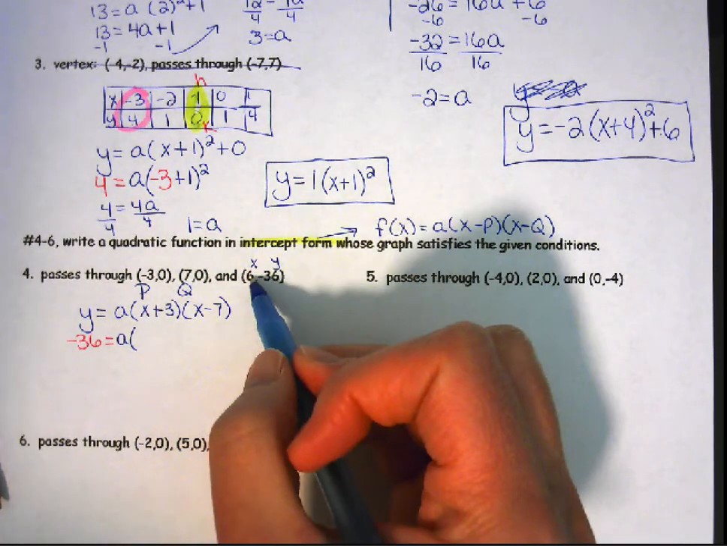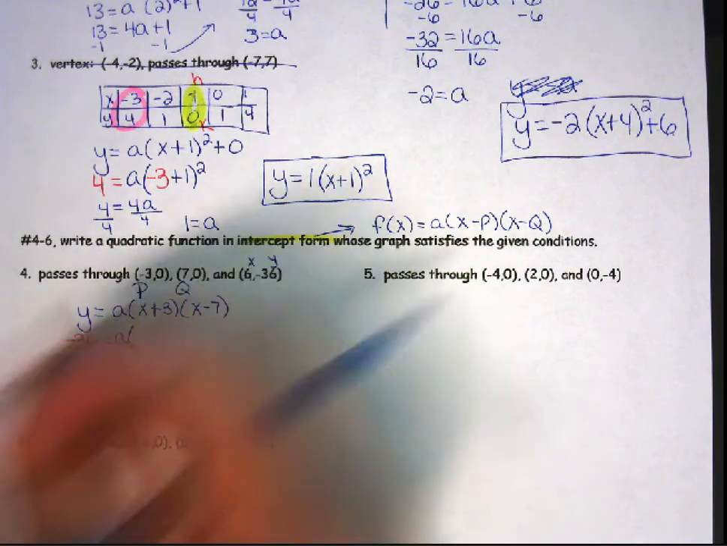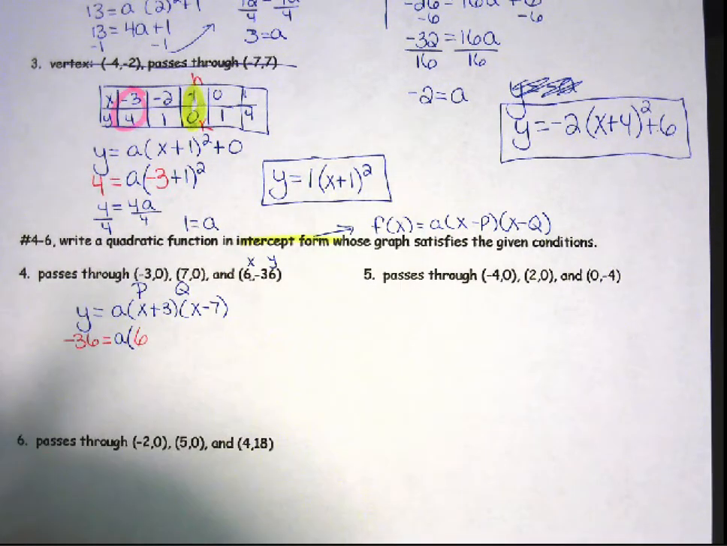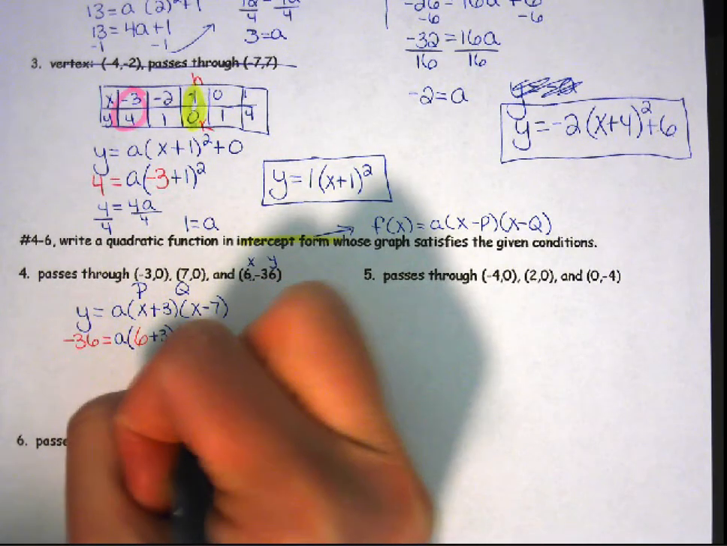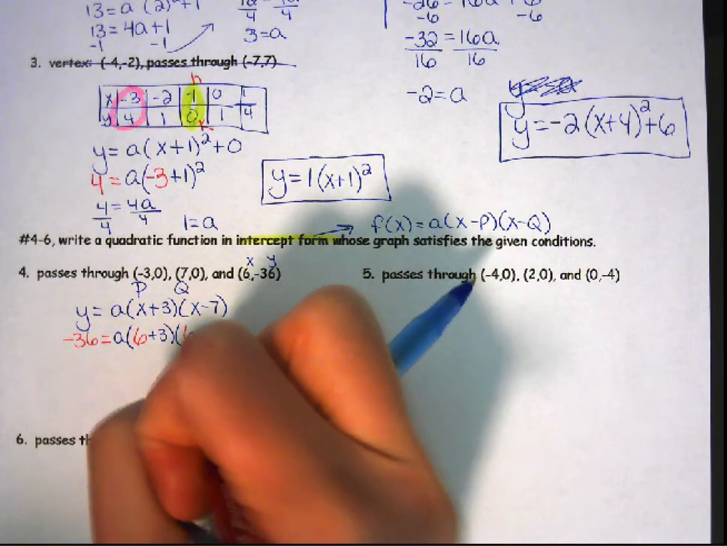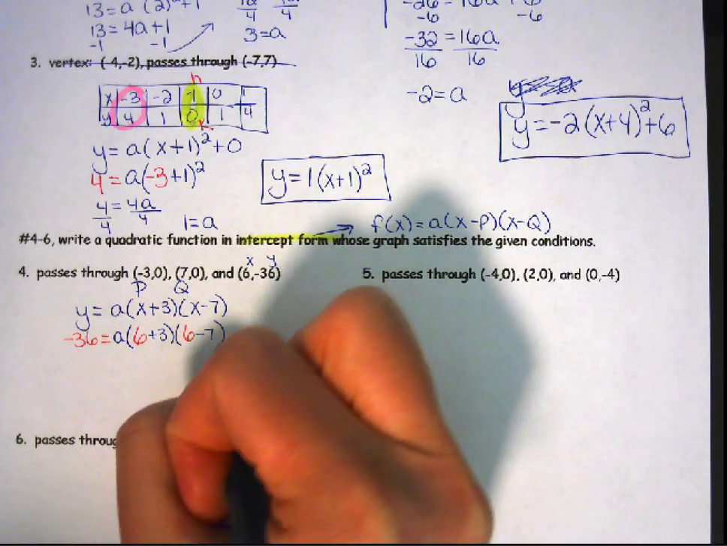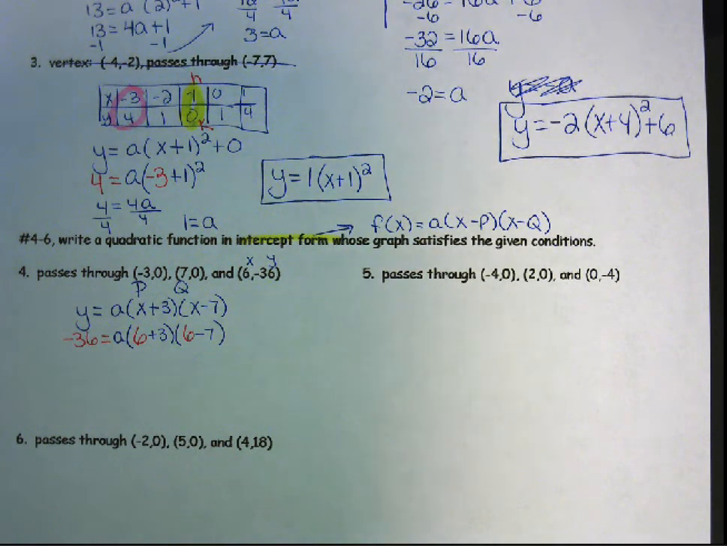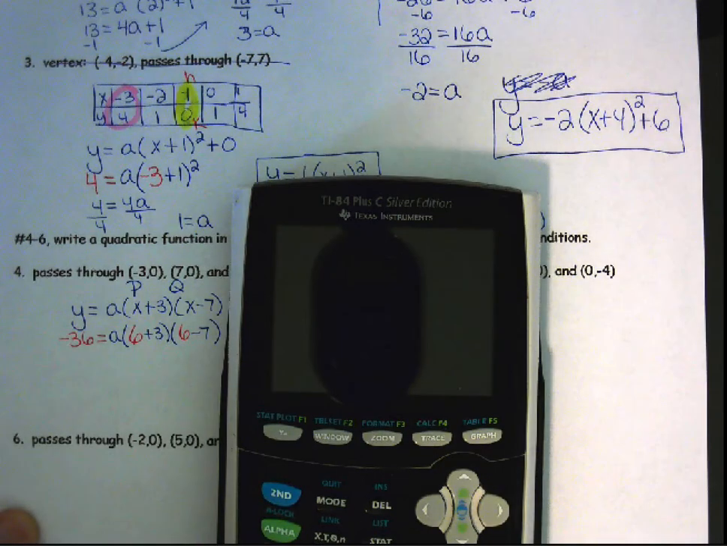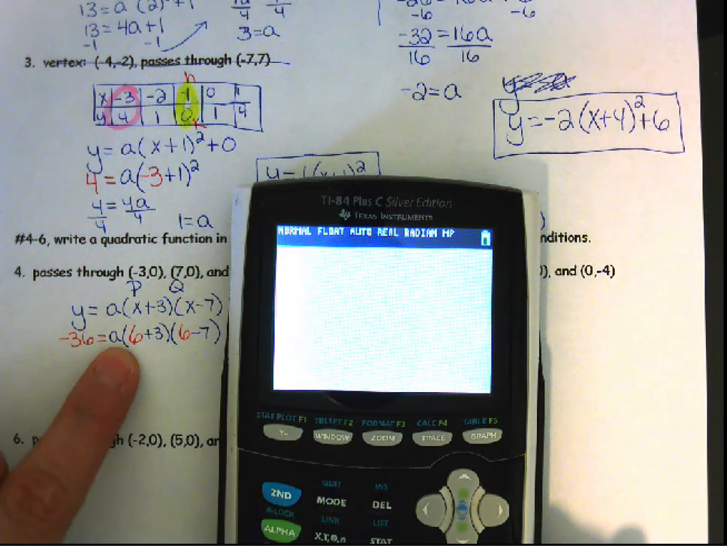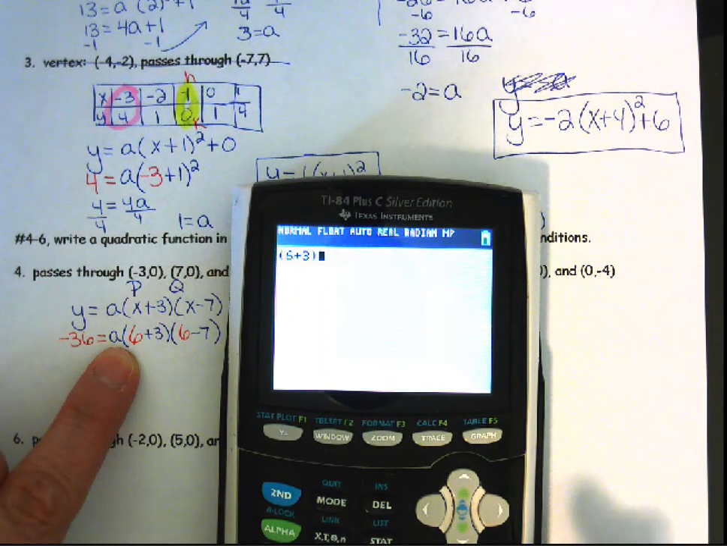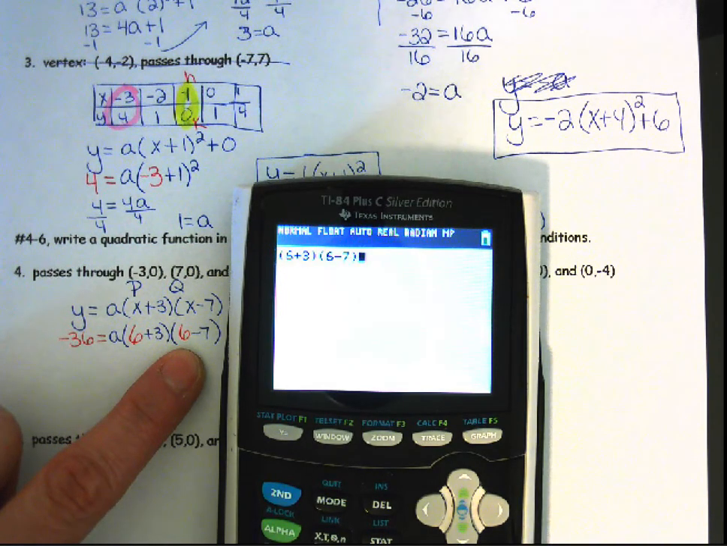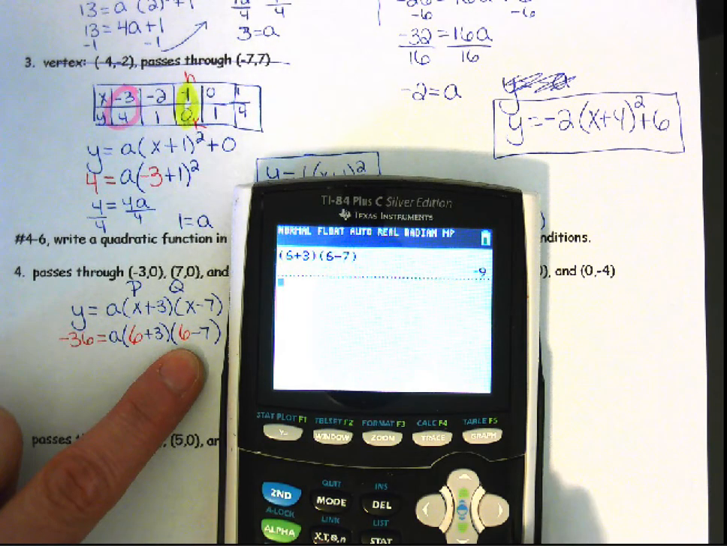Now every time I see the x, I have to replace it with a 6. So 6, and then I see the x again. So see how I just replaced it twice. Now, if you want to grab a calculator, you can. It's not too bad. But if you type this in, 6 plus 3, 6 minus 7, and you're just multiplying them together, notice I get -9.